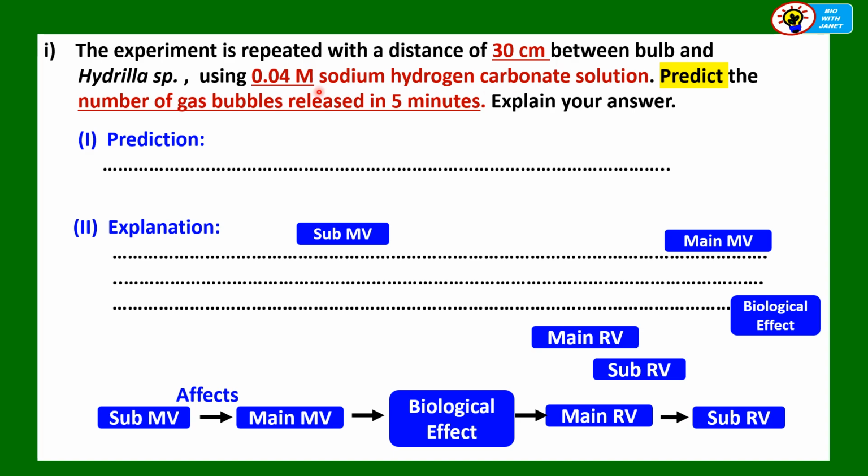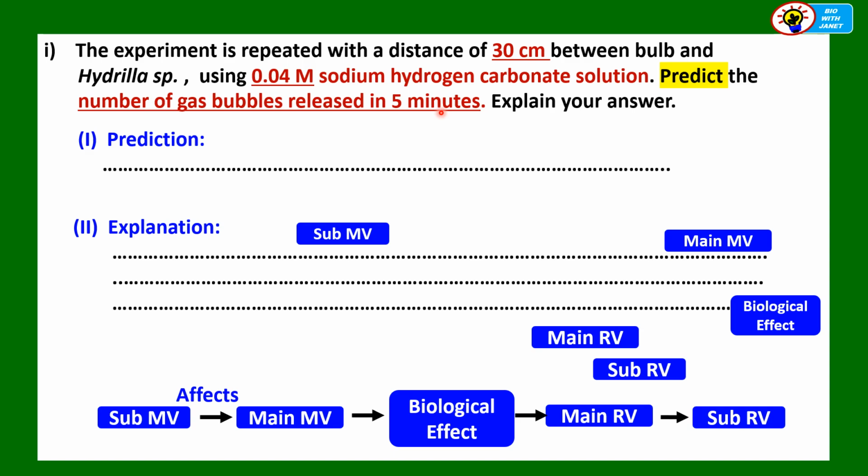And then it's using 0.04 m sodium hydrogen carbonate solution. So refer back to your table. When the sodium hydrogen carbonate solution had a concentration of 0.04 m at 10 cm, what was the value of the number of gas bubbles released in 5 minutes? You are not mistaken, it's 11 gas bubbles. So now you just change the distance to 30 cm, the light intensity is less. What will happen to the number of gas bubbles released in 5 minutes? You must mention whether it's less or more than 11. So should it be less or more?